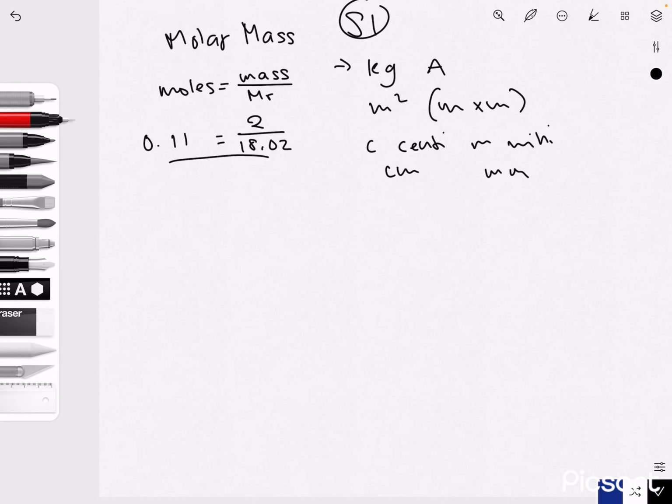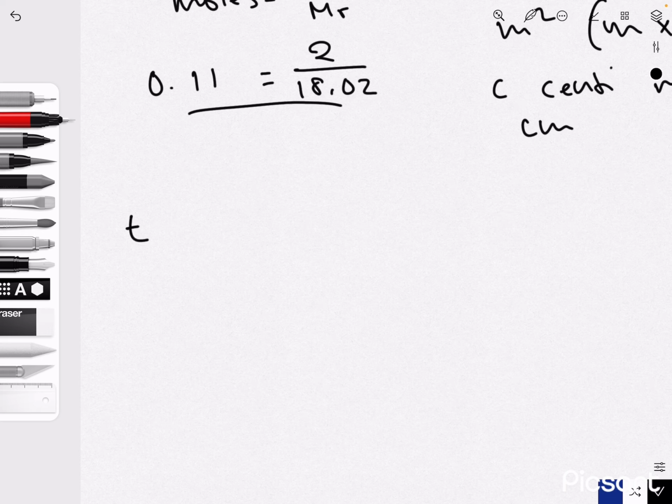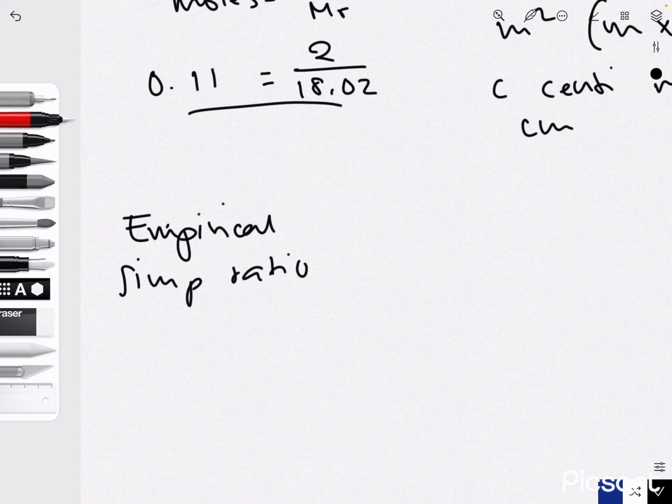In 1.4, what you will need to know is to calculate empirical and molecular formulas. Let's differentiate the two before we get into this. An empirical formula is the simplest whole number ratio of atoms in a compound, which is not necessarily the molecular formula. So it's the simplest ratio of elements in a compound.